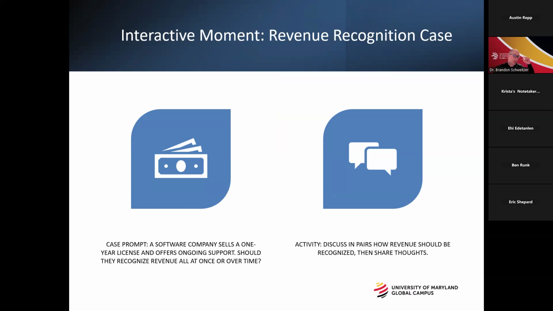So here I have an example. A software company sells a 1-year license to use the software, and they offer ongoing support for that software. Should they recognize the revenue all at once or over time? And the answer here is it depends, right? So I'm going to recognize the sale or the revenue when I've provided the software to the customer. Okay, that's the sale of the license. However, I'm also going to recognize the revenue as I'm offering support. You see, so there's really two components here in the revenue recognition for this example. So just something to think about.